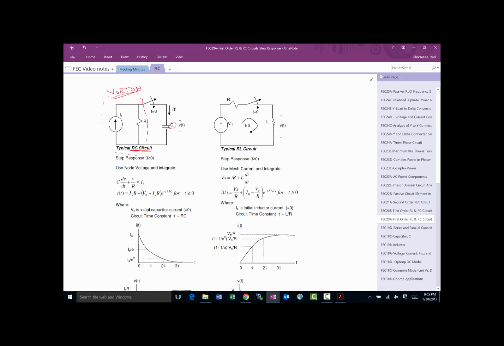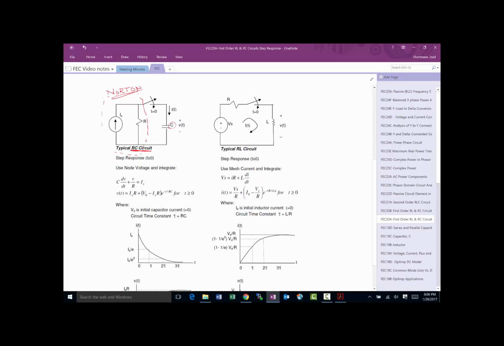Now, as you all noticed, this circuit has two lives. It has life before time equal to 0 and life after time equal to 0. And if you noticed, before time equal to 0, the switch was open, so the current would just flow through the resistor. And then at time t equals 0 it is closed. Now you've got a circuit which has a capacitor in it too.